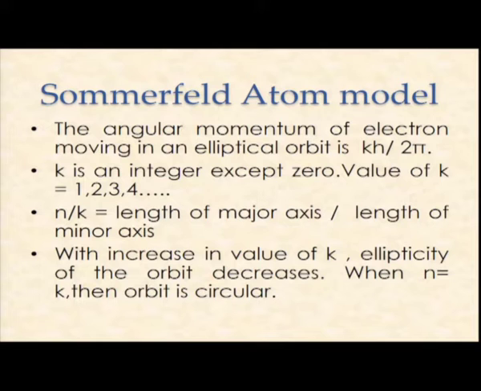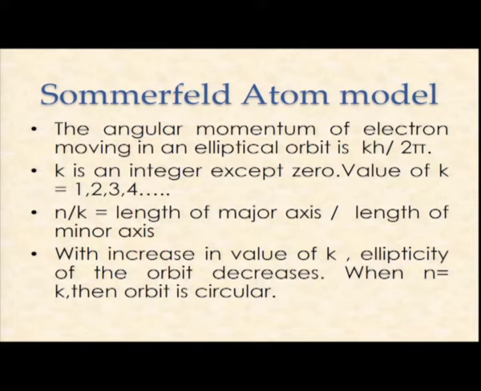Then the angular momentum of an electron moving in an elliptical orbit will have values k into h by 2 pi. This concept has a connection in the Bohr atom model also, which is called quantization of angular momentum. An electron revolving in an orbit has an angular momentum equal to an integral multiple of h by 2 pi. This is the quantization rule. Here in the Sommerfeld model also that quantization rule is used.